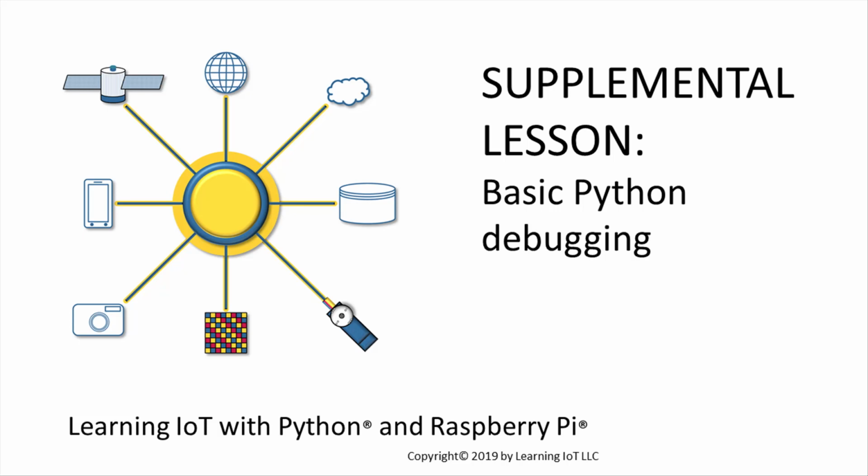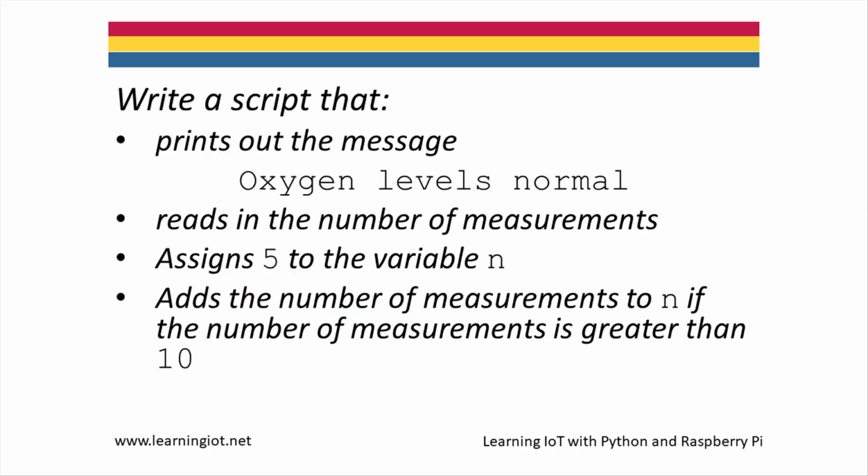We'll first consider several short scripts in order to illustrate the effect of a particular mistake. We'll then consider how to debug a script that has multiple syntax and semantic errors. We'll write a script that prints out the message "oxygen levels normal," reads in the number of measurements, assigns 5 to the variable n, and adds the number of measurements to n if the number of measurements is greater than 10.